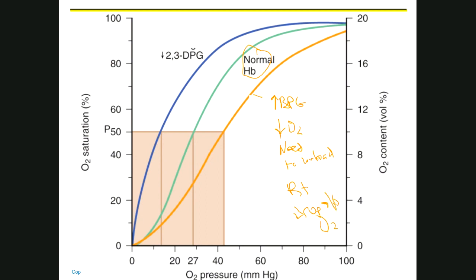If it shifts to the left, that means there's a lot less BPG. I don't need as much oxygen. There's no need to drop it off. There's no need to unload. Make sense? Any questions?